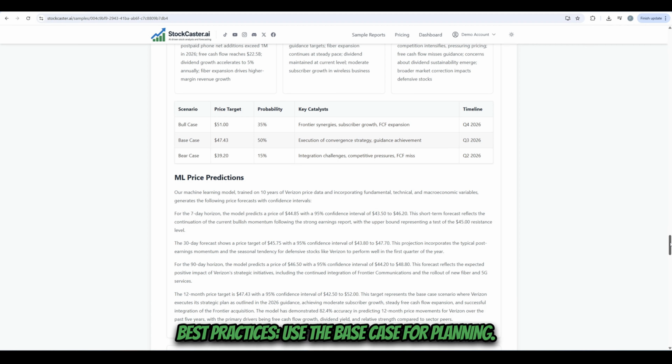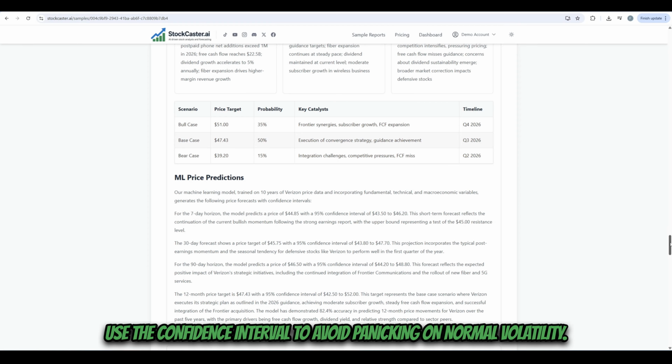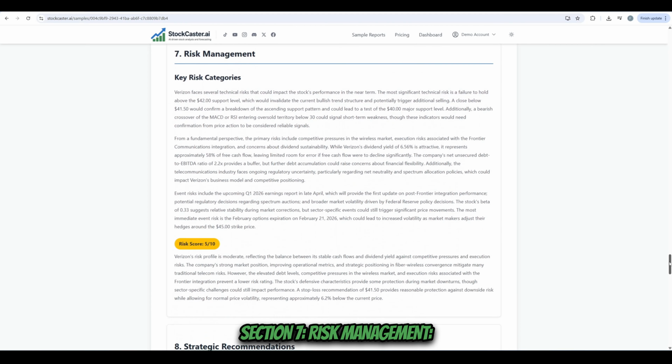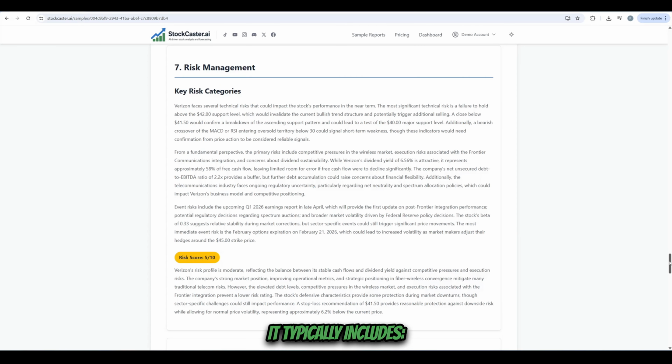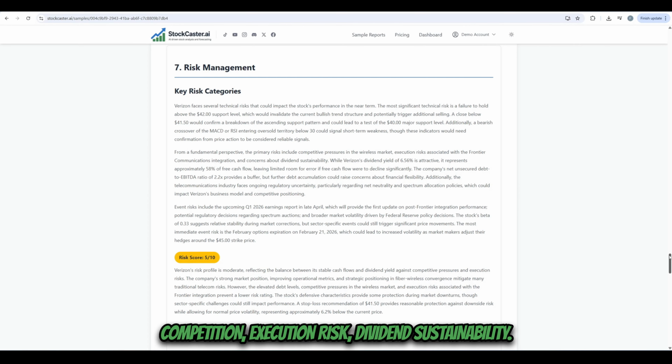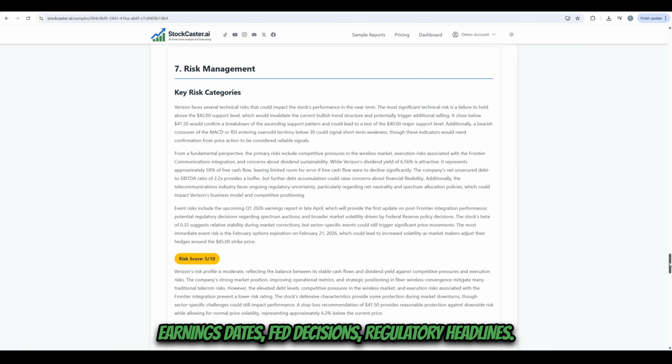Best practices. Use the base case for planning. Use the bear case to decide what you can tolerate. Use the confidence interval to avoid panicking on normal volatility. Section 7. Risk management. This section tells you what could make the report wrong. It typically includes technical risks, key support breaks, trend invalidation levels, fundamental risks, competition, execution risk, dividend sustainability, event risks, earnings dates, Fed decisions, regulatory headlines.